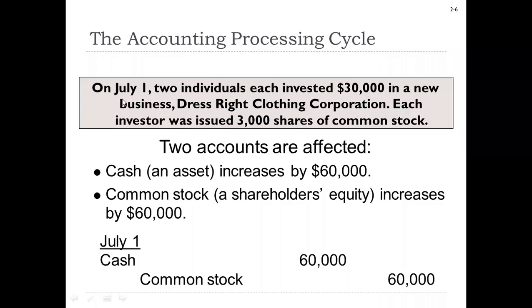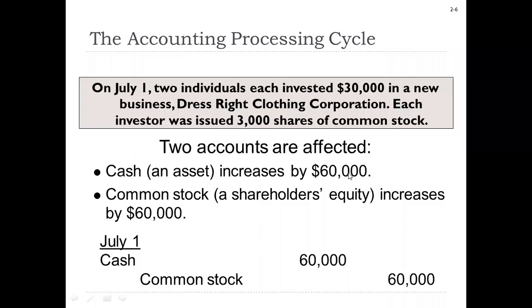Remember, for every transaction, there are at least two accounts that are affected. So we have to look and see what exactly happened here. The corporation acquired cash. Since two individuals each invested 30,000 cash each, the corporation has 60,000 of cash now. So the cash went up by 60,000.